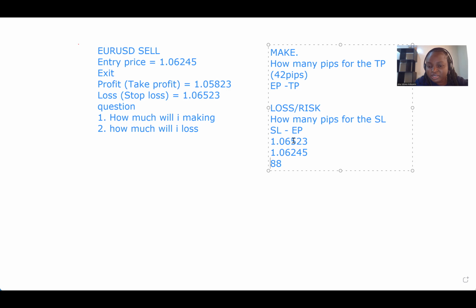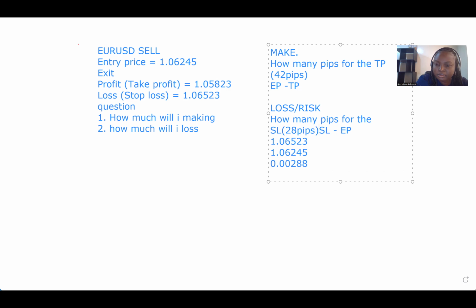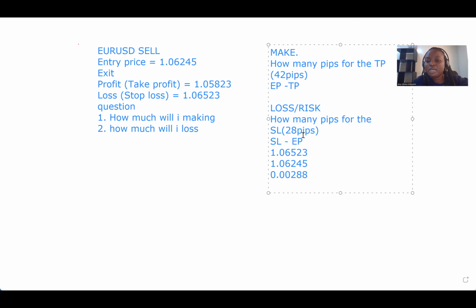Then remember, this is now 4. 4 minus 2 is 2. 6 minus 6 is 0. 0 minus 0 is 0. We have the decimal and we have 0. Remember, always exclude the pipette, which is 8. How many pips? This is 28 pips.